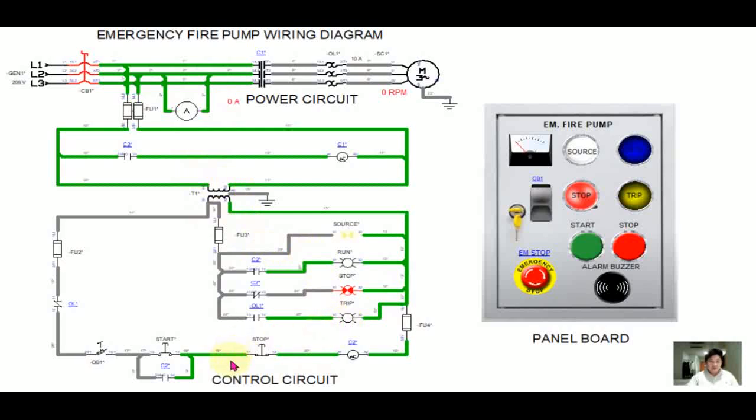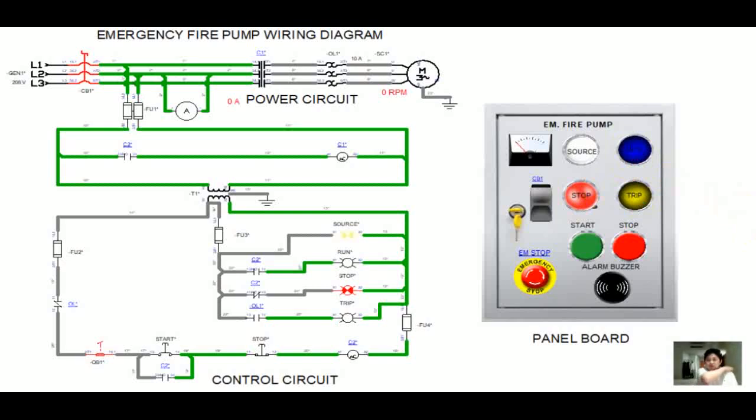Now, you cannot run the system without releasing the emergency stop. As you can see, the emergency stop here is open. So I will release the emergency stop. Now the circuit is closed, and we are ready to start our emergency fire pump. The source indication is illuminated and the stop indication is illuminated. You can compare the intensity of the illuminated lamps, as you can see.